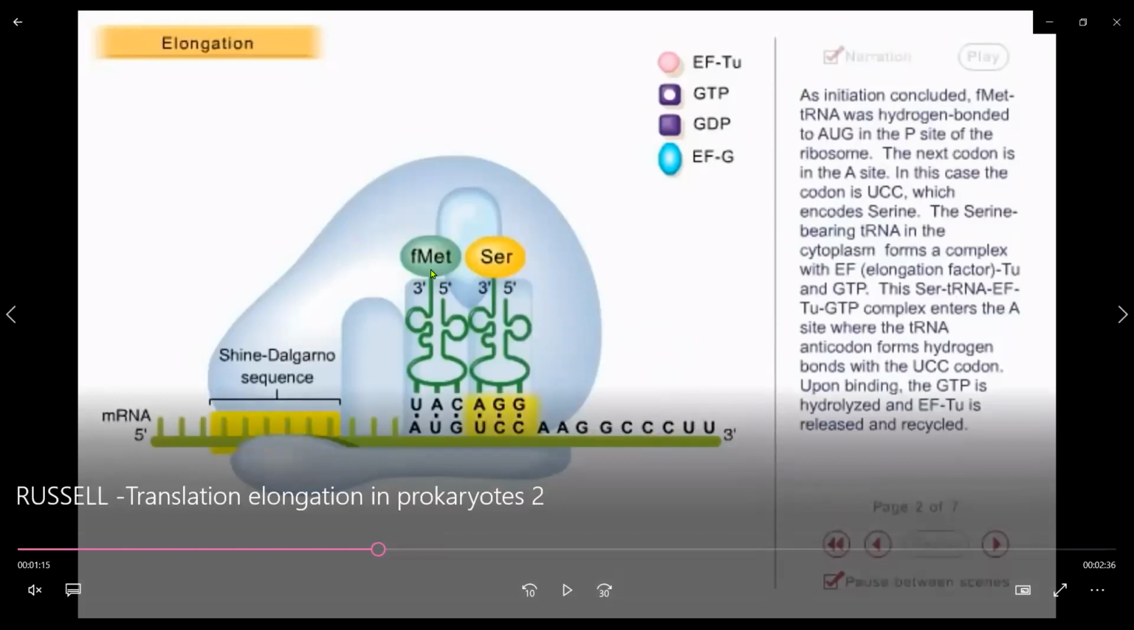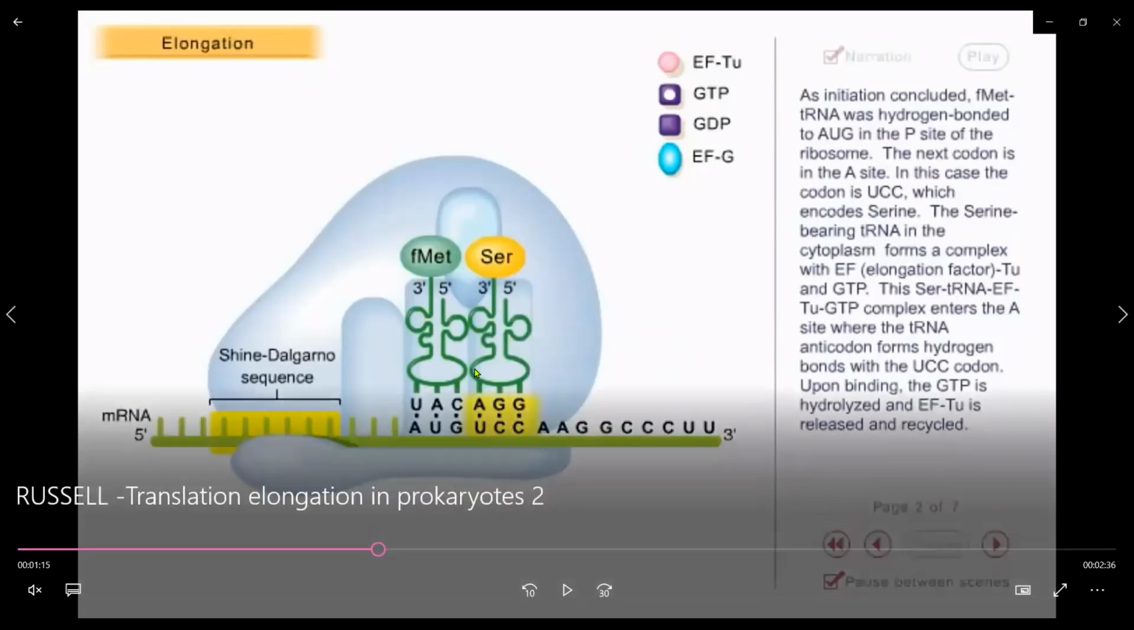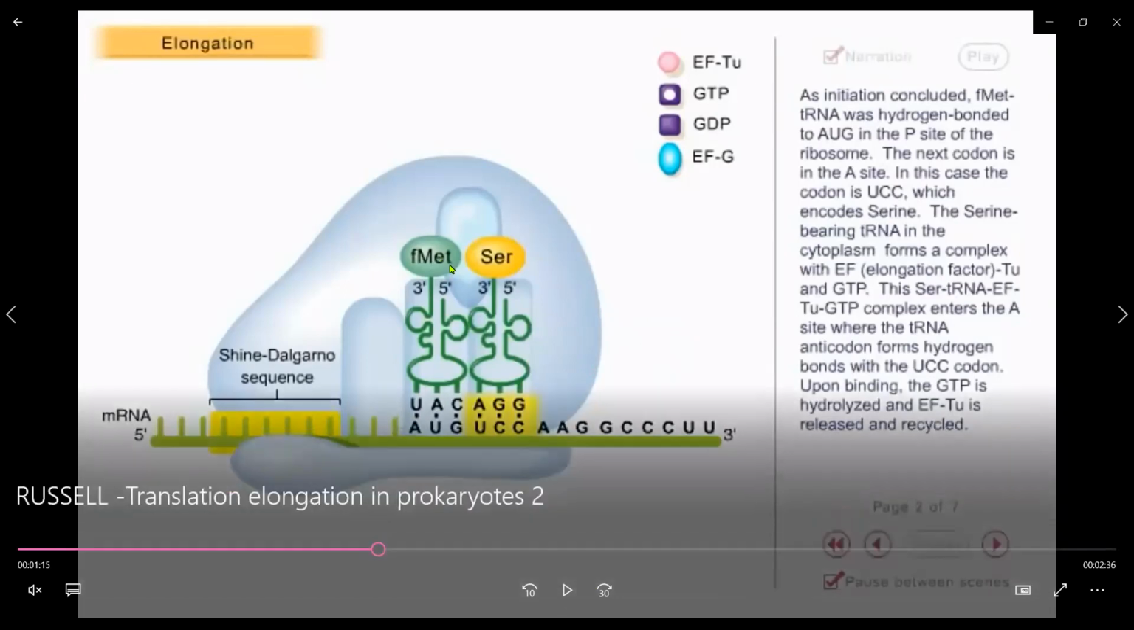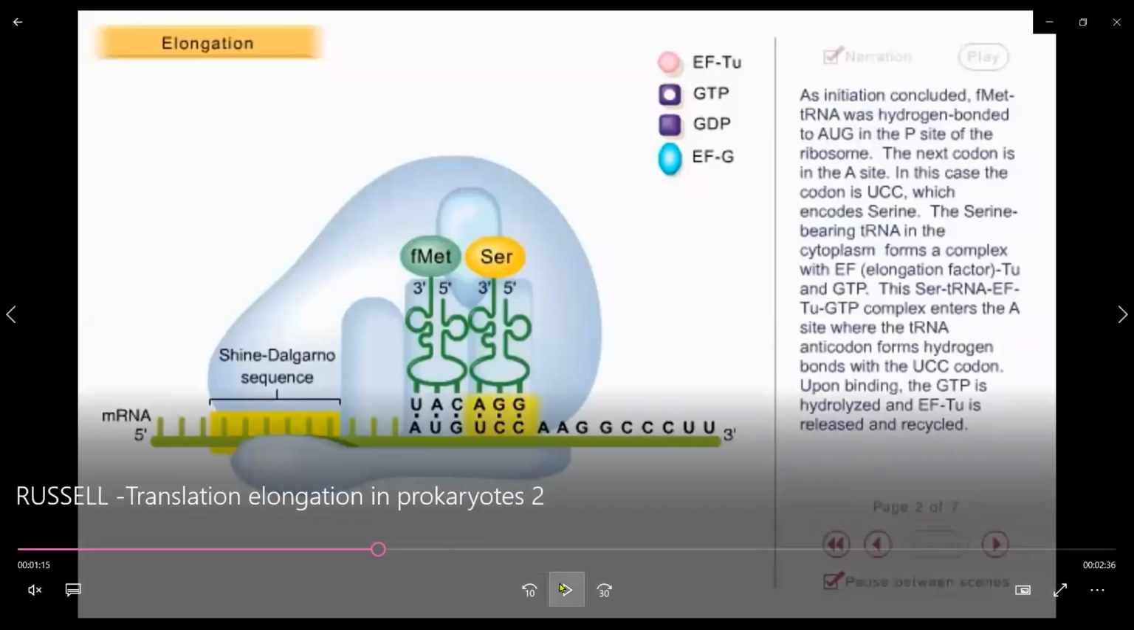Now you see in the P site, we have the initiator tRNA with the first amino acid, which is a modified form of methionine, formyl methionine. And in the A site, we have now a charged tRNA carrying serine. So the next step will be the formation of a peptide bond between the carboxyl group of the methionine and the amino group of serine. The peptide bond formation is a simple condensation reaction with the liberation of water. So that is what we'll be seeing in the next step.